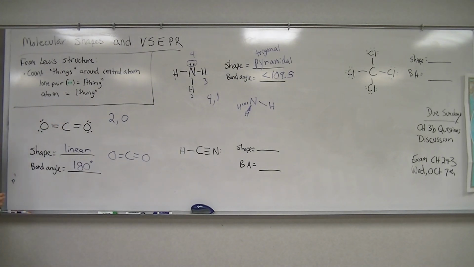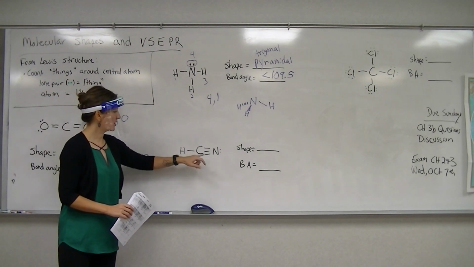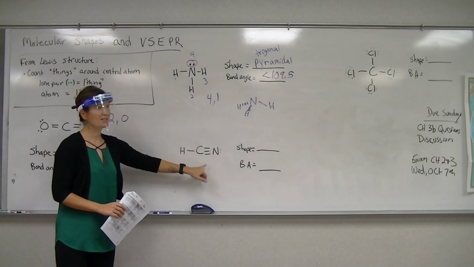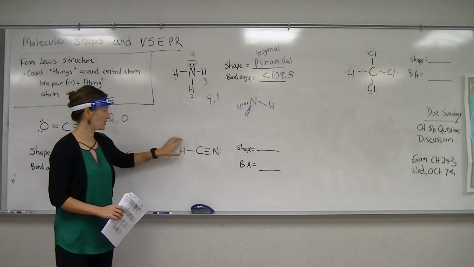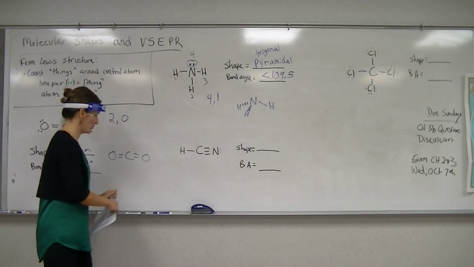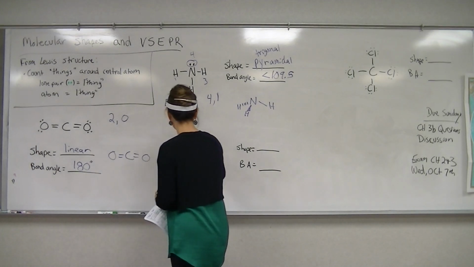What's the central atom? Carbon. How many things does it have around it? 2. So that's tricky, right? Like you see a single bond and then a triple bond, but the bonds themselves don't matter for the things. You're looking at the atoms, and it just has 2 atoms, a hydrogen and a nitrogen. So we have 2 things. So we're looking at 2, comma.